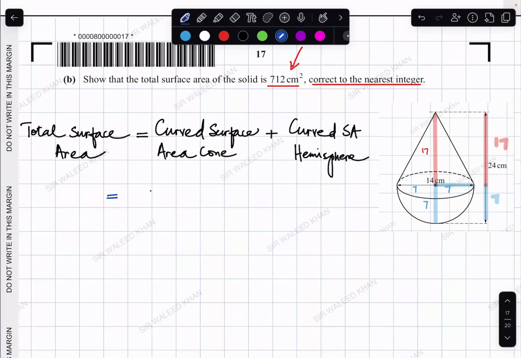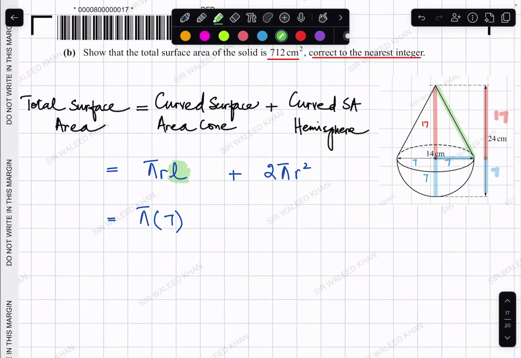So we have pi r l for the curved surface area of the cone plus the curved surface area of the hemisphere, which is 2 pi r square. Pi, radius 7, length. Is the length missing? Is the slant height missing? Yes. So I can find this slant height using the given information which we have over here.